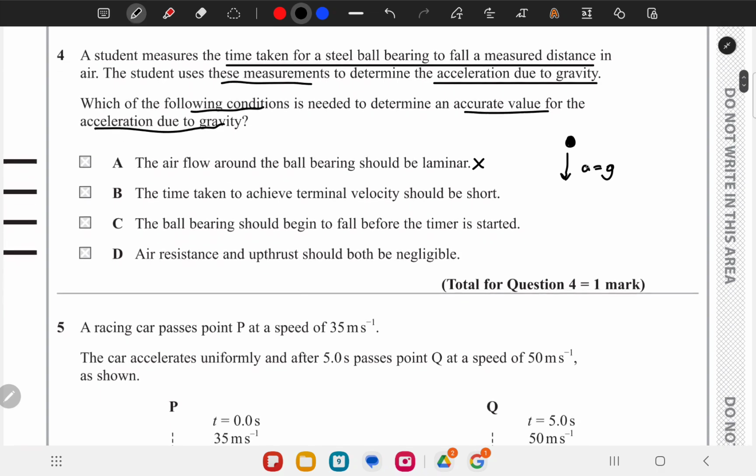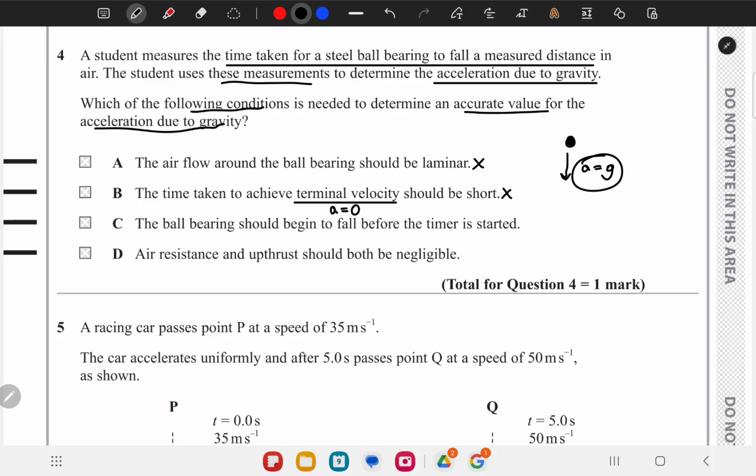Again, we want to find the acceleration over here. If it reaches the terminal velocity, at terminal velocity acceleration is 0. So we will not measure the acceleration due to gravity. We'll measure an average acceleration for the journey. So this will be wrong. We would want the opposite to happen over here.